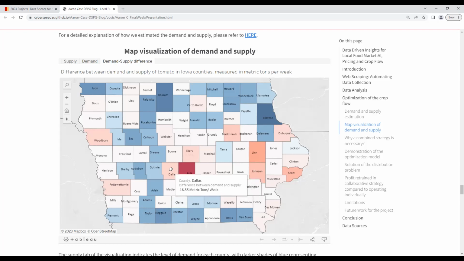On the other hand, if we go to a different county, let's say Page County, there is a little bit of balance between supply and demand, and it's 0.64 metric ton per week.